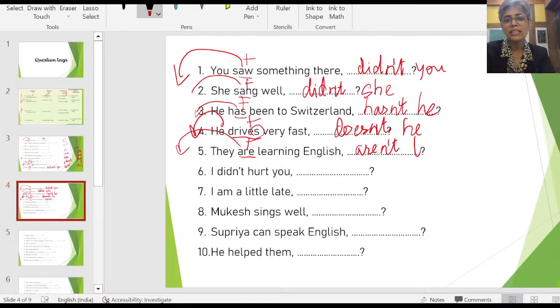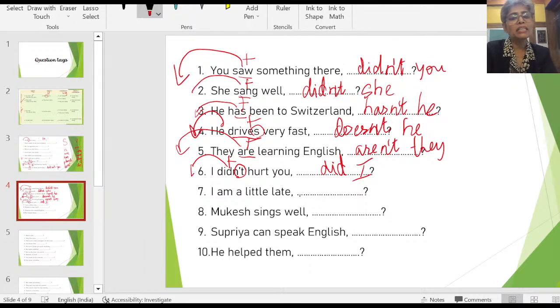Aren't they. Got it? Okay, I didn't hurt you. Now this is the negative form. So we will have to make it into a positive. So we will say did I? So take out the not and we are left with a helping verb did. So take the did before I, that is before the subject, and we have did I.